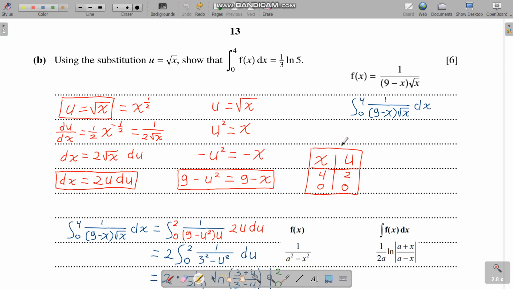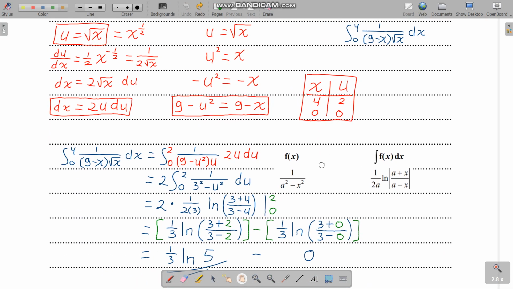And lastly, we need to also substitute the limits of integration from 0 to 4. When x is 4, u is root x, so root 4, so it's 2. And if x is 0, u is root 0, which is 0. Now we're ready to substitute everything.